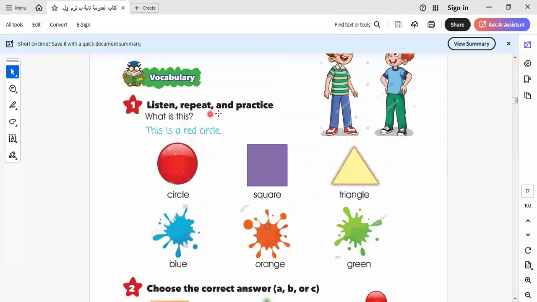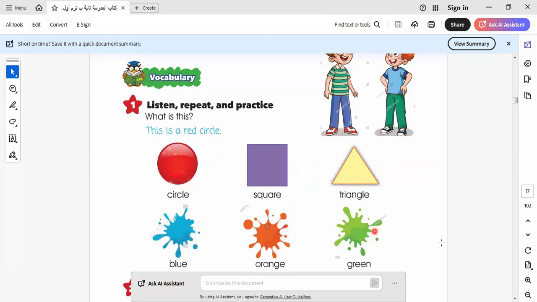Here we have listen, repeat, and practice. What is this? Here I want to ask about "What is this?" We learned it before in Connect. When we ask about something, we say "What is this?" and the answer will be "This is..." or "It is..." This is a red circle. You have here a red circle, square, and triangle. Here's the blue color, orange, and green.